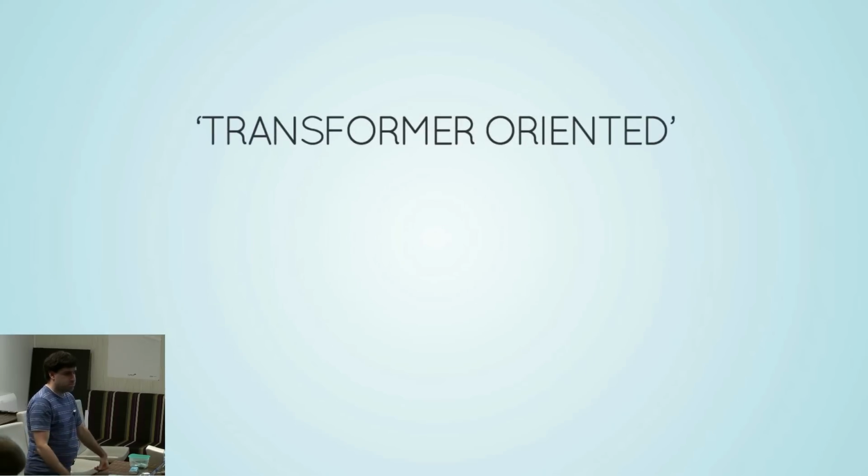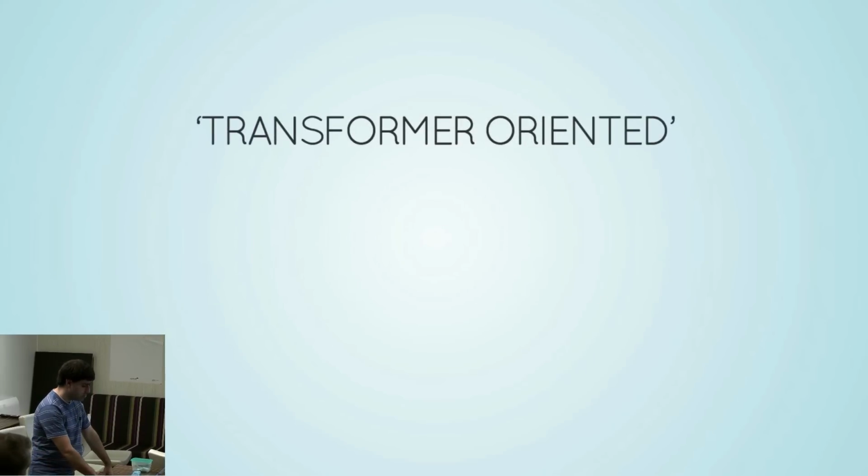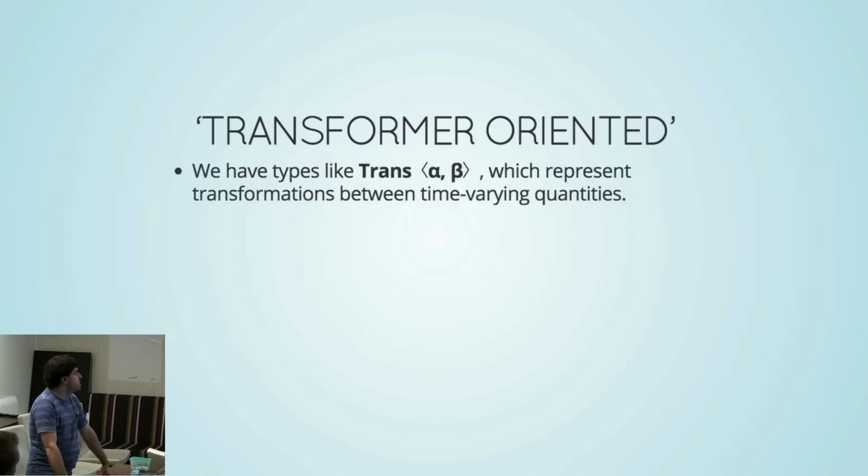And the other, the transformer-oriented approach, says that we don't necessarily have types that represent events and behaviors themselves, but we have a type, say called trans, which has two type variables. Alpha would be, say, the type of the input consumed by this processing unit, and beta is the type of the values that it emits. So these would be our building blocks.